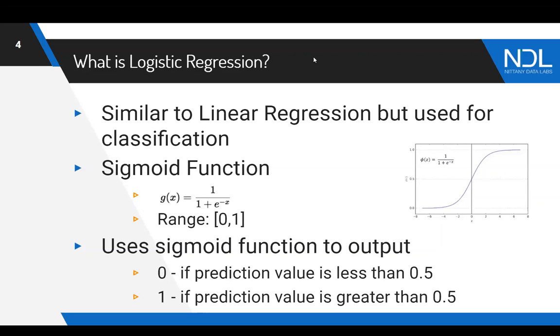For example, if the prediction value is less than 0.5, on the graph on the right, if your x value is -2, -4, anywhere where the prediction value is less than 0.5, you're going to get an output of 0. And vice versa, if it's greater than 0.5, it's going to be 1.